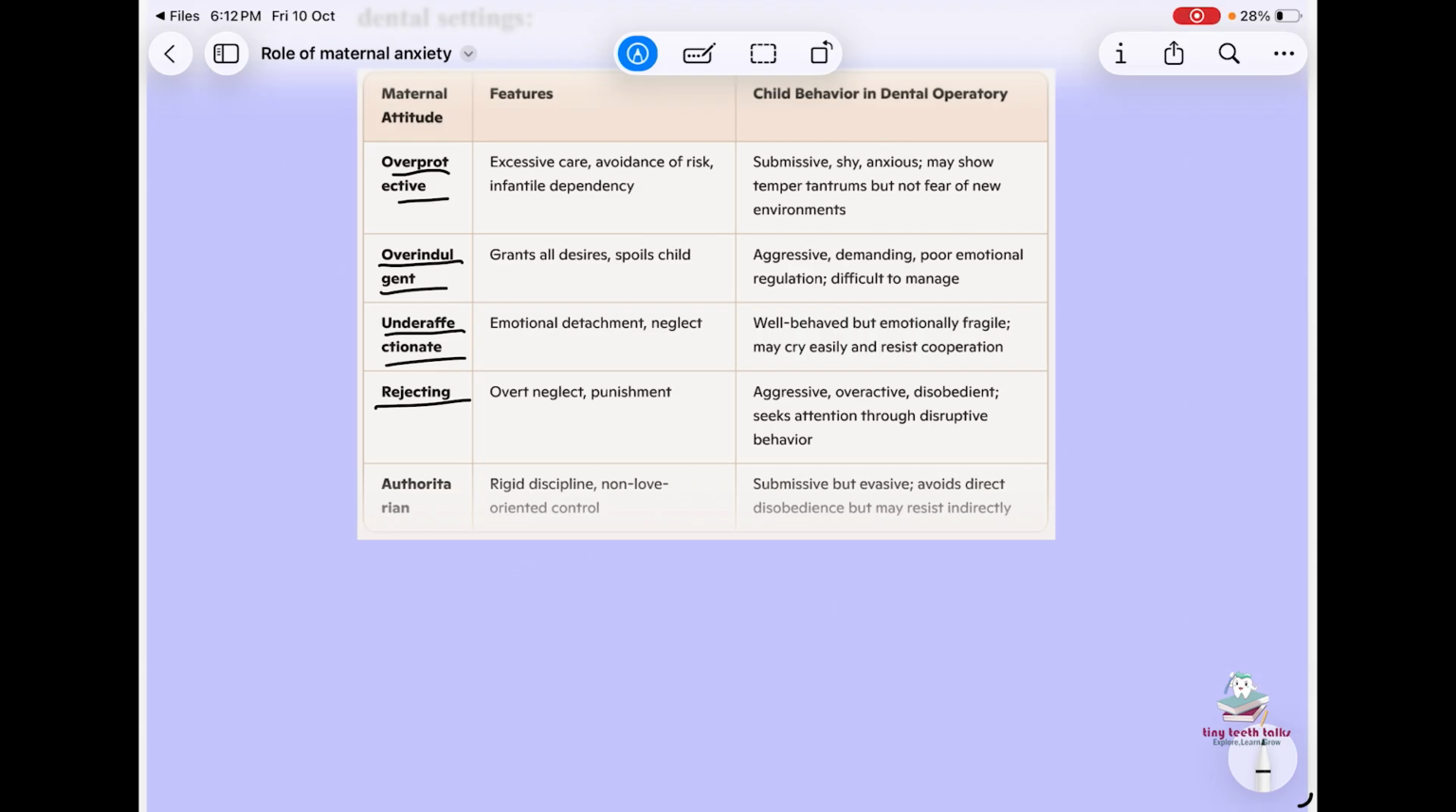If the maternal attitude is authoritarian, the mother might be rigid, with discipline, non-love oriented control, very strict, using punishment to control behavior. Child might be submissive but evasive, avoid direct disobedience but may resist indirectly. So the child may follow rules but secretly avoid doing what they are told. They might not openly misbehave but still resist quietly.